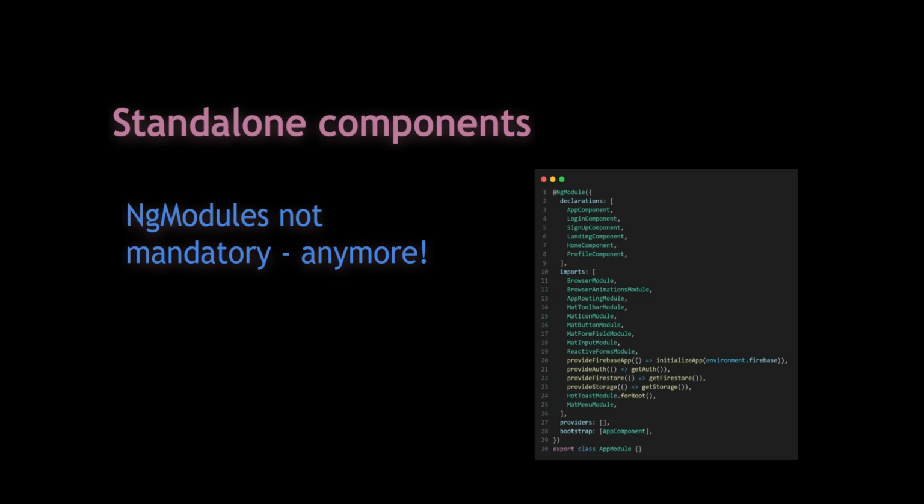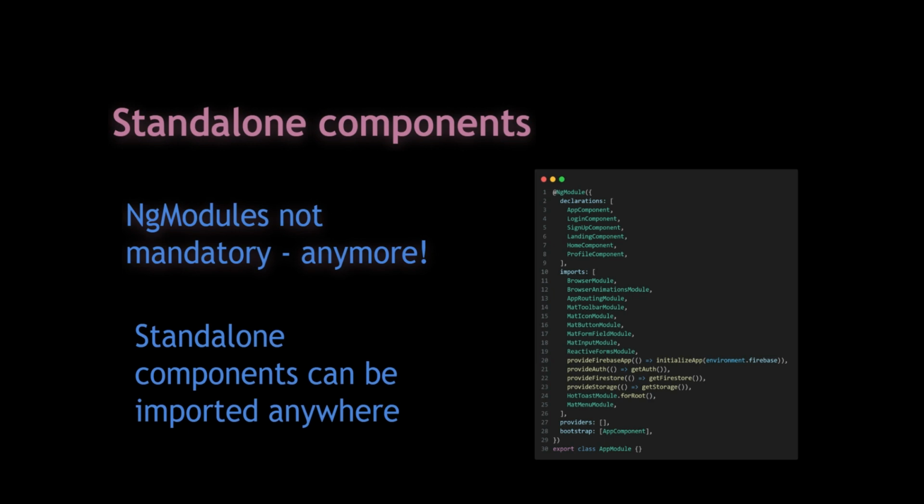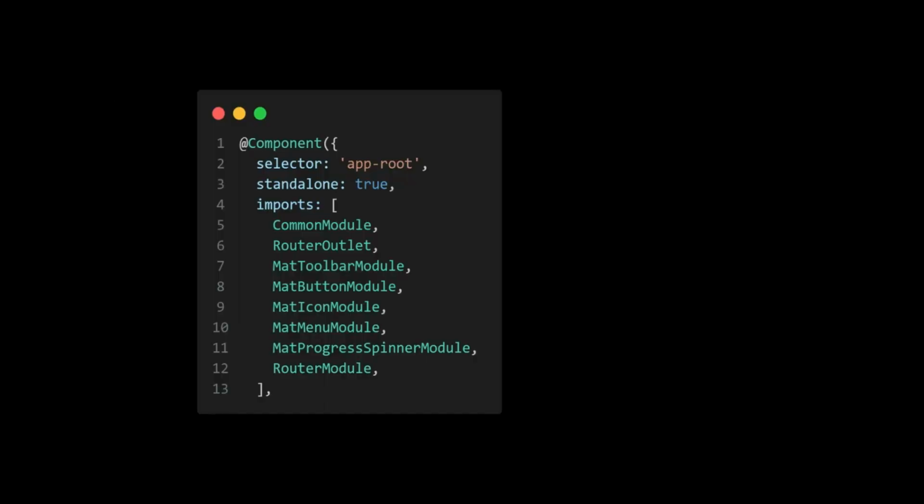With standalone components now, we don't need NgModules at all, and every component can be used standalone as it is and can be imported in any other component. So as you can see here in this code snippet from this very course itself, the standalone flag is set to true and the imports array is there, which tells the component its dependencies. So I'll be using standalone components in our app because they're much simpler.